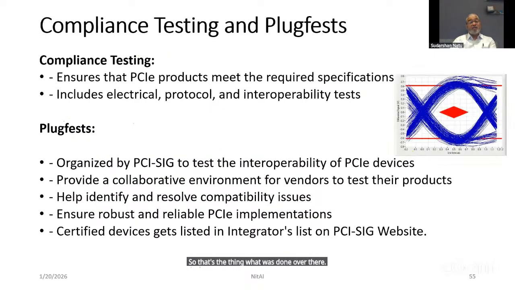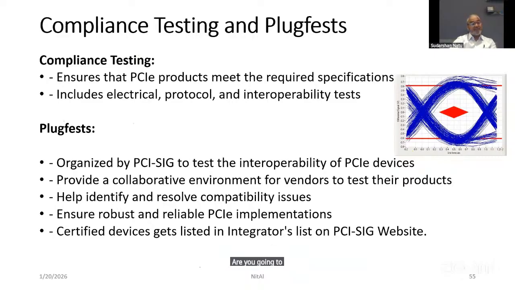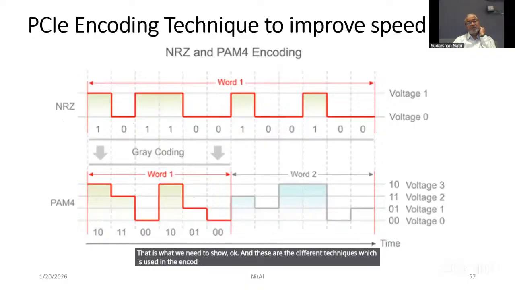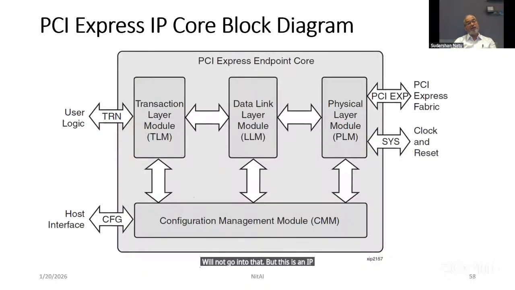And what is important is that you need to do compliance testing, to check that at that gigabit speed you are going to meet those specifications, whether the physical electrical characteristics are meeting them or not. That is what we need to show. These are the different techniques used in the encoding and decoding of PCI Express. We'll not go into that, but this is an IP we developed in those days as a general purpose building block which was given to many people in the world, and they used it. So this is a generic IP block we developed on the board.